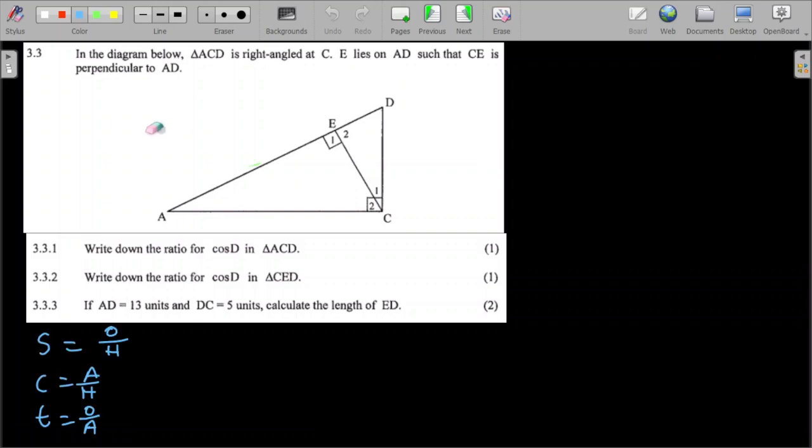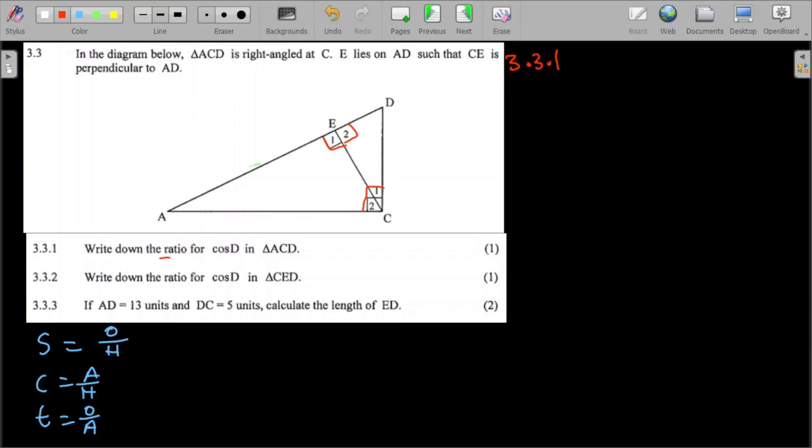Now doing 3.3, it's saying in the diagram below, triangle ACD is a right-angled triangle at C. So they're telling us this is 90 degrees, which is a right-angled triangle, and E lies on AD. So E lies on this line AD, such that CE is perpendicular to AD. This being perpendicular means this is 90 degrees, and also this is 90 degrees. Now let's go into my question.